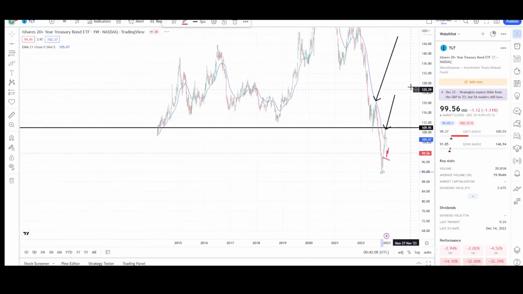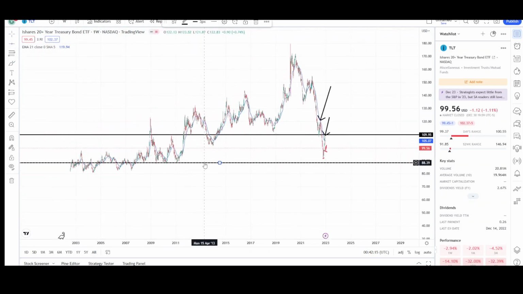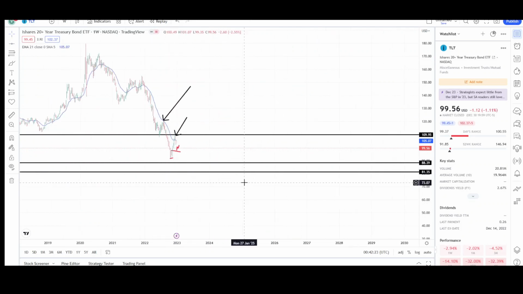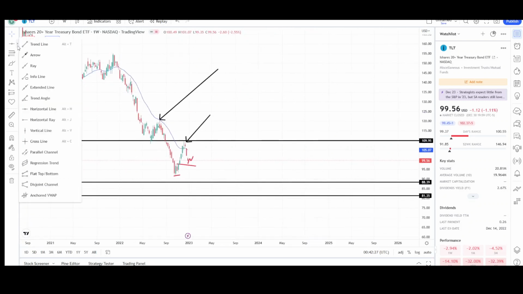Do I see any other potential targets for TLT? Yes, I do. I don't think that's going to be the low. Even if we do test it, there is strong support at the $88 level. And then the next support is at the low 80s and the high 80s. So the high 80s will come first, and then the low 80s. The measured move target is looking for those low 80s.